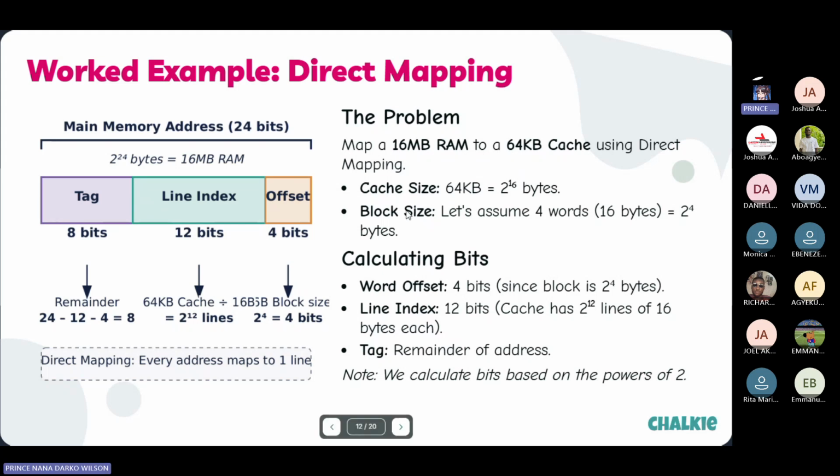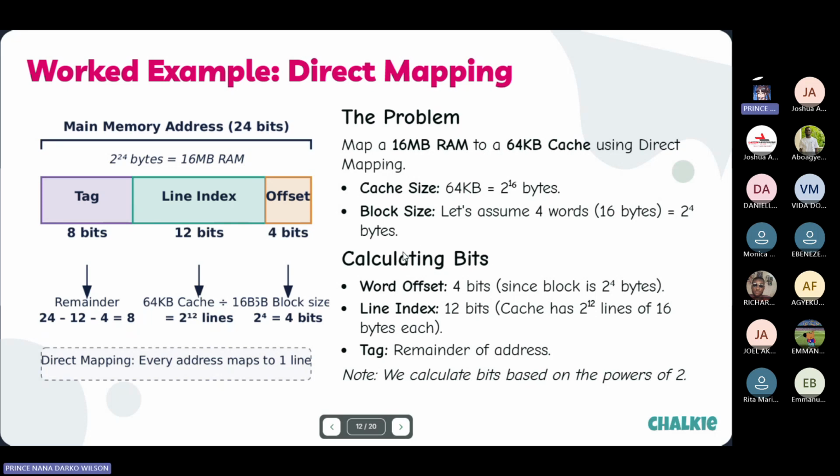Then we come to the block size. It says, let's assume there are 4 words. Mostly in the question, you will be given that, but this one says let's assume there are 4 words. So 4 words is equivalent to 16 bytes. Therefore, we have 2 to the power 4 bytes.